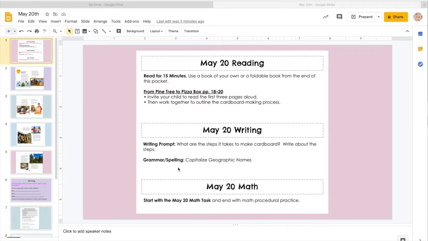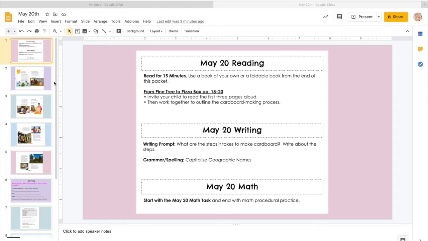We're going to have a little bit of grammar practice, where we're going to capitalize geographic names, and then we're going to end it with some math, where we have a math task, and then a little bit of procedural practice, where we are going to continue that multi-digit subtraction. So let's go ahead and get started.